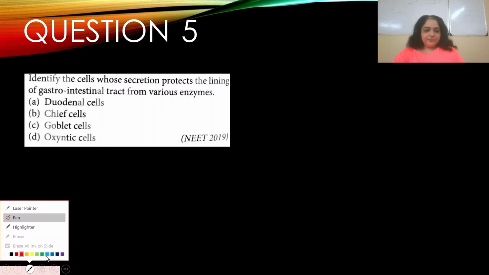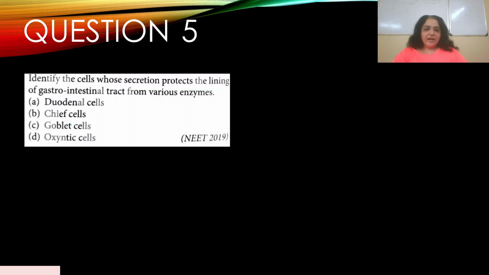Okay, question number 5. Identify the cells whose secretion protects the lining of gastrointestinal tract from various enzymes. And this appeared in NEET 2019. So you have A, duodenal cells, B, chief cells, C, goblet cells, D, oxyntic cells. Now you have to find the cells whose secretion protects the lining of GIT. So which secretion protects the lining? Clearly it's goblet cells. So your answer should be C.